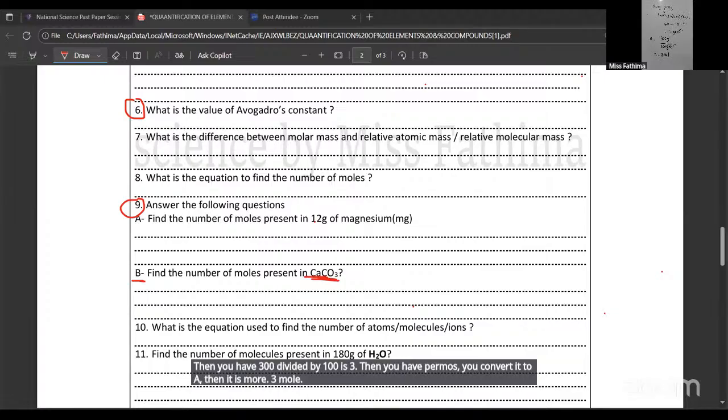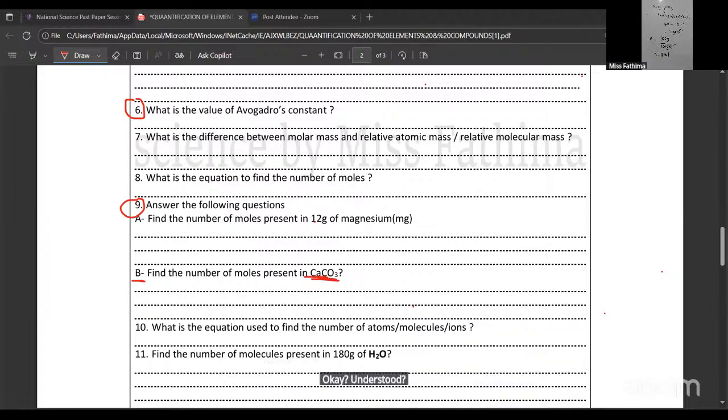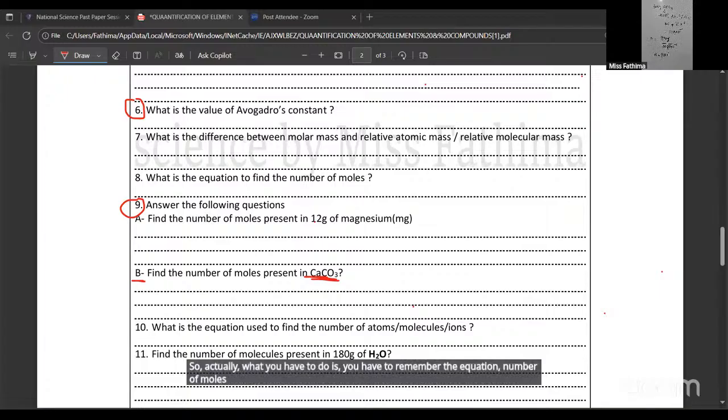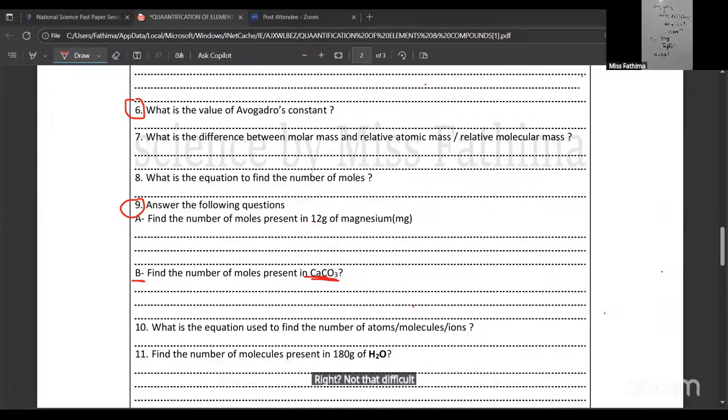Okay. Understood? Yes, Miss. Right. Anyone has a doubt? No, right? So far it is clear, right? So actually what you have to do is remember the equation: number of moles equals mass divided by molar mass. If you remember that equation, you just substitute the values and find the answer. That is it. Not that difficult.